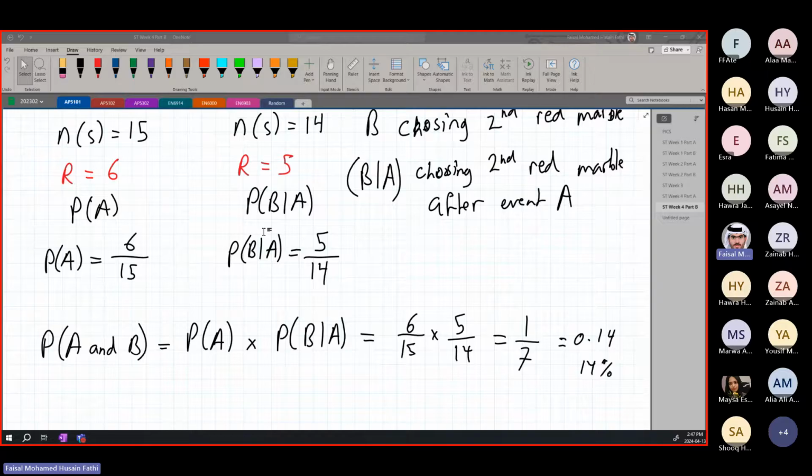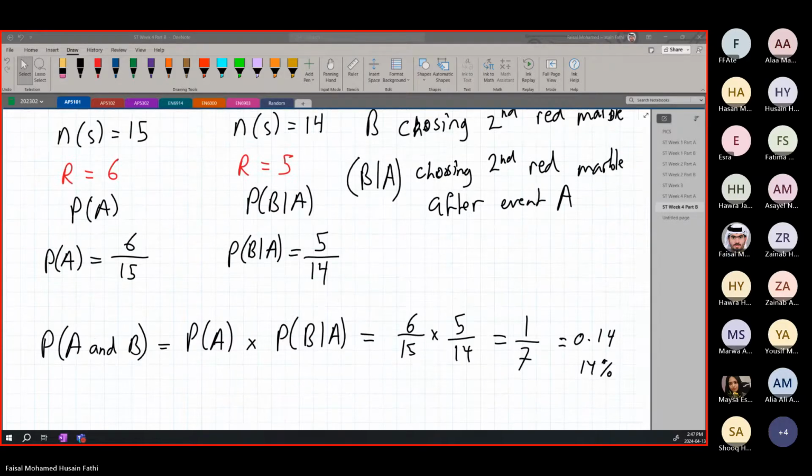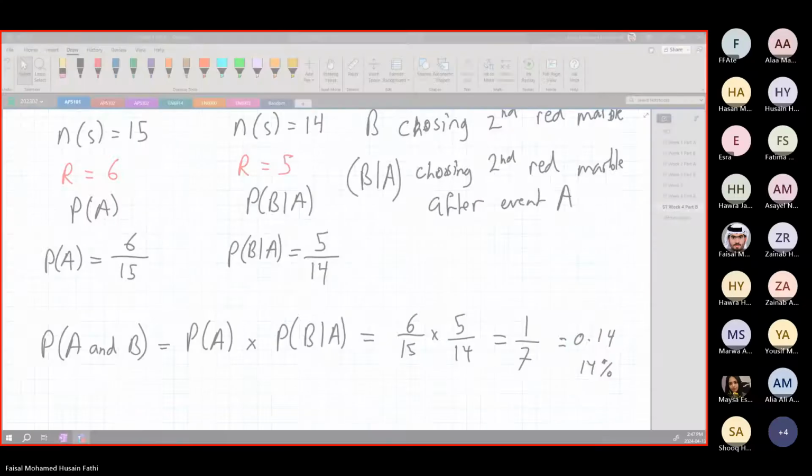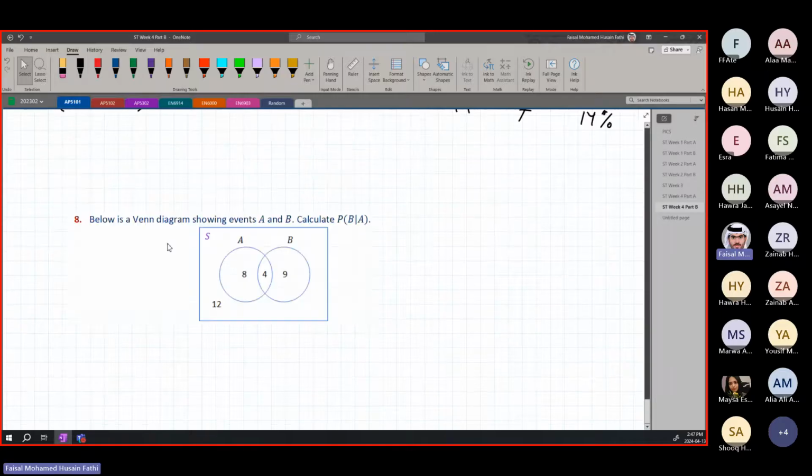Any questions about the problem I just solved before I move on? Then I want to do one with a Venn diagram, because I feel like that will make it so much easier to understand and get a better idea about it. Okay, let's do it using this Venn diagram.